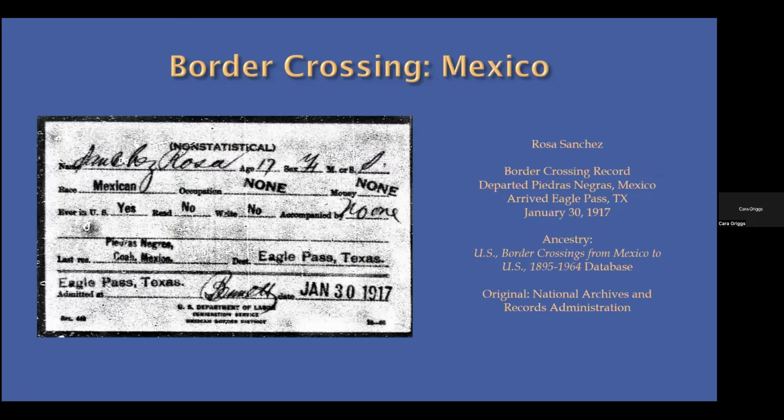Here is a border crossing record for Rosa Sanchez, and she did not intend to stay in the US, so her record is labeled non-statistical, so it's not going to be counted in immigration statistics. We learn only that she is a 17-year-old female Mexican, no occupation, no money, and cannot read or write. She's been to the US previously and is traveling unaccompanied. Her last residence was Piedras Negras, Mexico, and her destination was Eagle Pass, Texas, which is where she crossed into the US on January 30th, 1917.